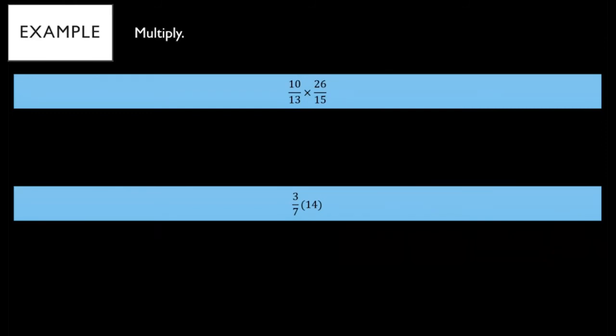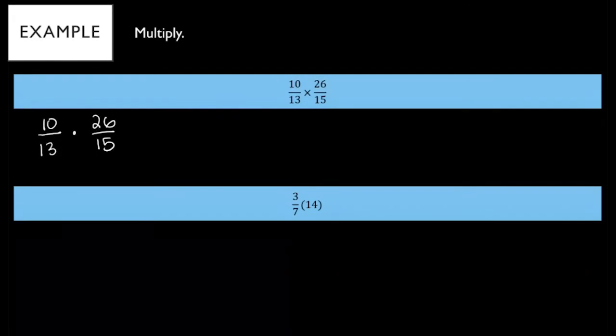So the first one, we've got 10 over 13 times 26 over 15. So I'm going to start by rewriting this, and I always use the dot, so I'm just converting it to a dot. So I'm going to do the simplify first, then multiply. So when I look at this, I immediately see, oh, 10 and 15, I can divide those both by 5. So knowing your times tables is really nice for reducing fractions because it makes it go quicker.